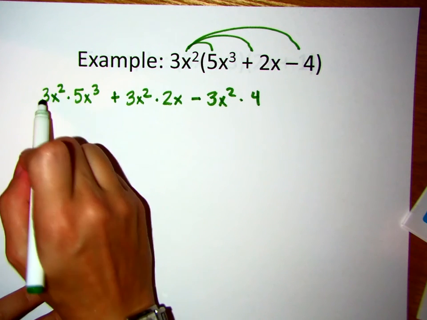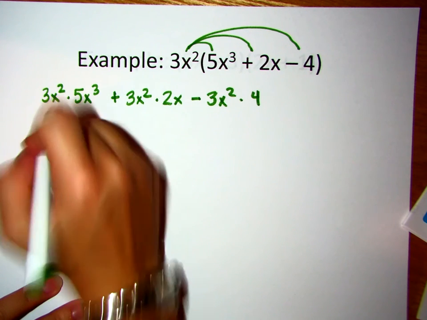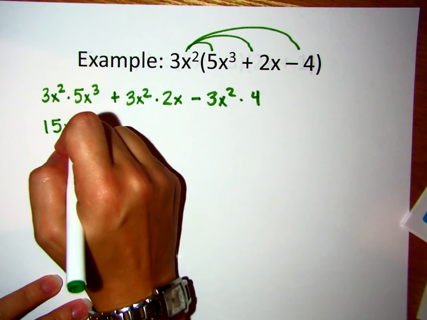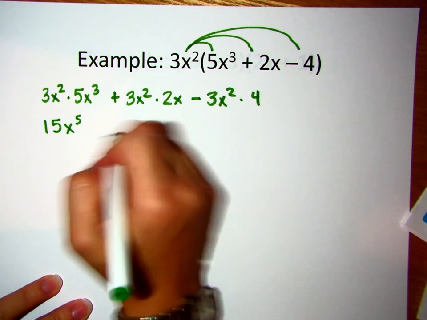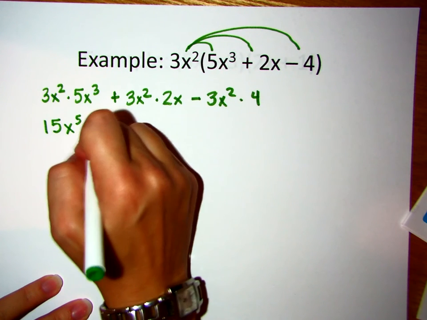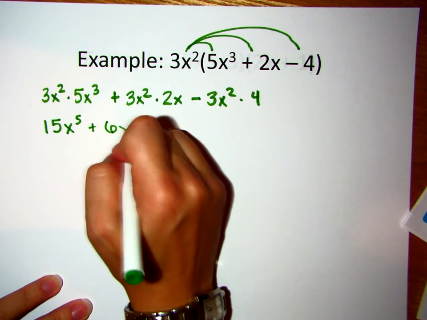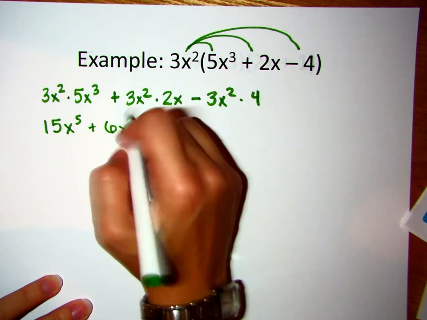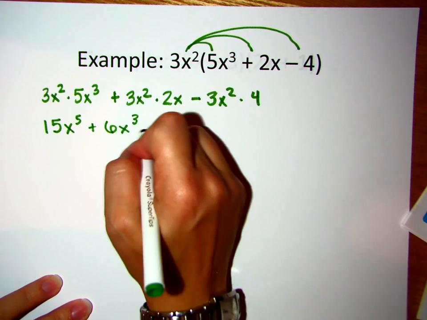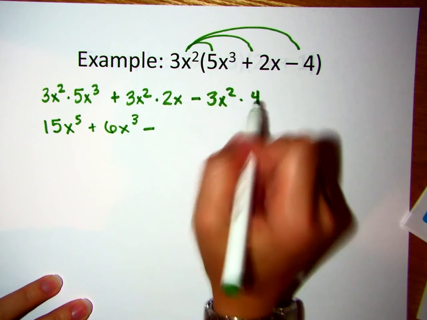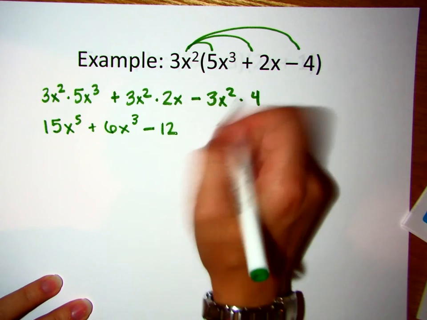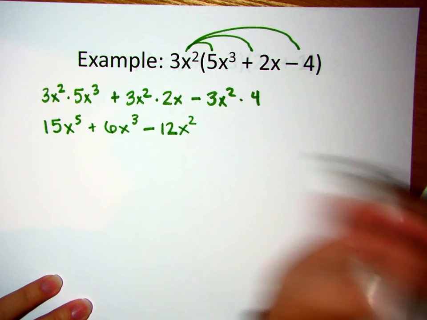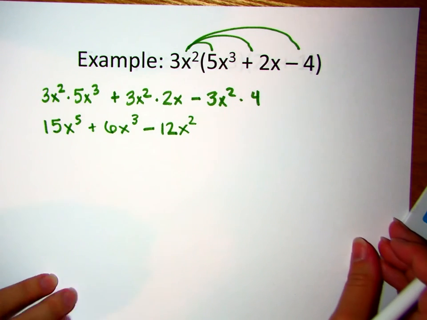Now we start to clean up. You multiply your coefficients, so 3 times 5 is 15, but then you keep the base and add the exponents. 2 plus 3 is 5. Then we have 3 times 2 is 6. Keep the base, add your exponents. Now there's an invisible 1 here, so that would be 2 plus 1, which is 3. And then we would have a subtraction sign, and 3 times 4 is 12. We have no other variables, so we just bring the x squared down. And that would be your final answer.